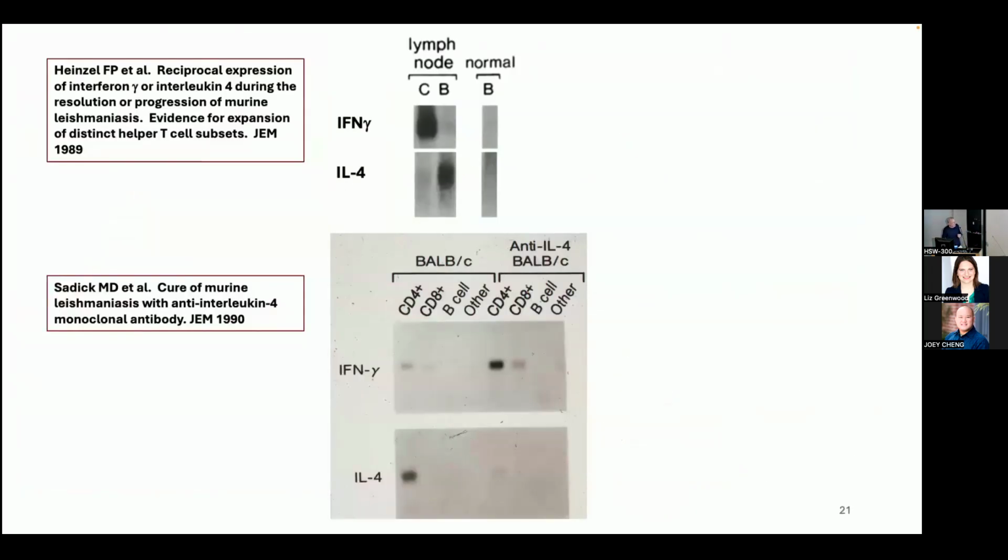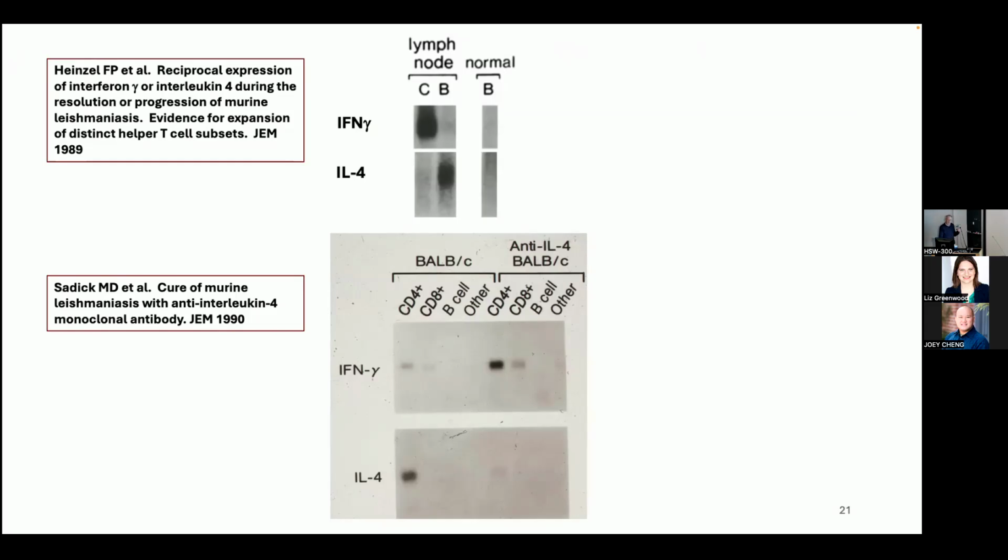So fast forward, these are those papers in macrophage. It was called Journal of Mouse Macrophages, JM. And it was a pretty straightforward northern blot. It either had interferon from the healer mice or IL-4 from the non-healer mice.